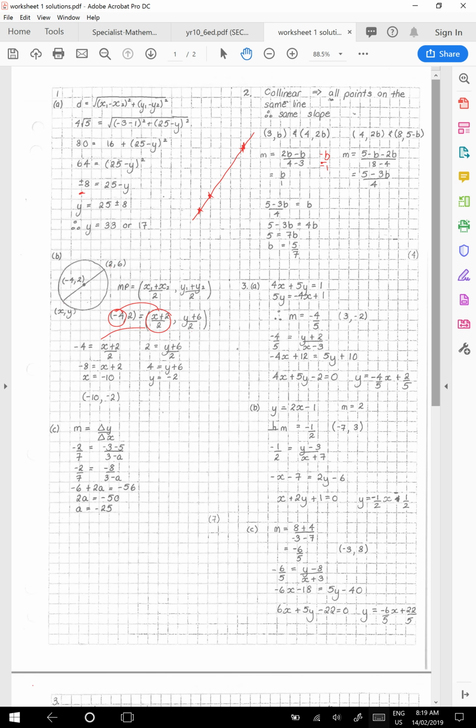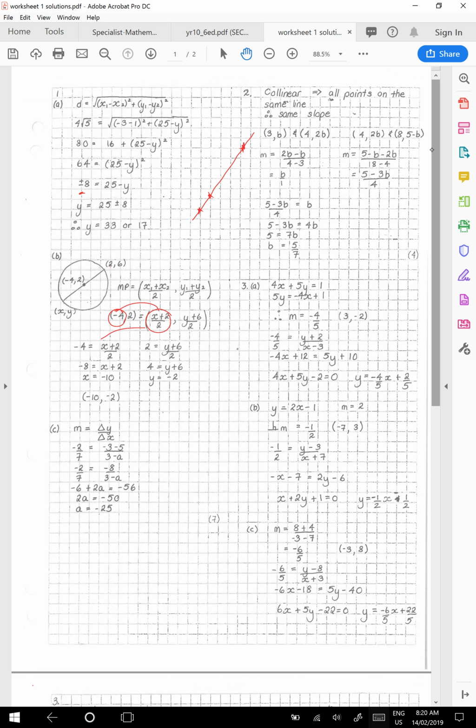What you can't do is go b take 2b and then do 4 take 3, because then you'll end up with a negative answer altogether. And that is wrong. That's the opposite slope. Let's have a look at this. I have gone 5 take b, take 2b.